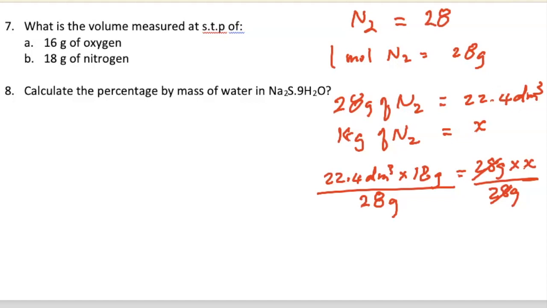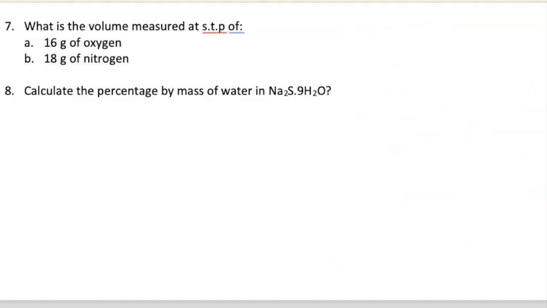And whatever we get from that is multiplied by 22.4. That would give us x being equal to 14.4 cubic decimeters. We're talking about volume here, 14.4 dm cube. And look at that, just like that, we are at the last one.